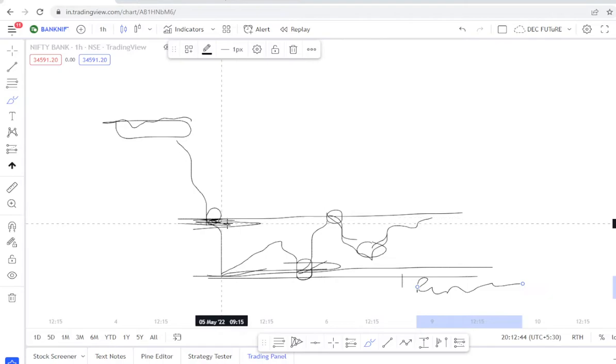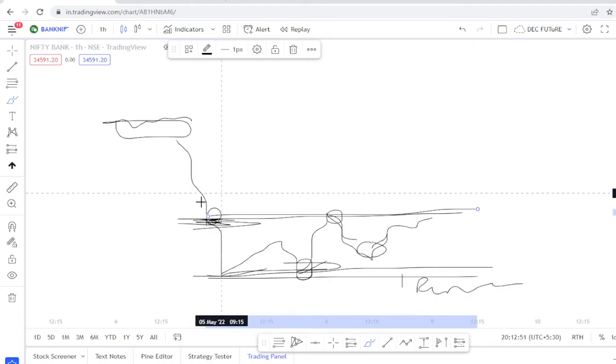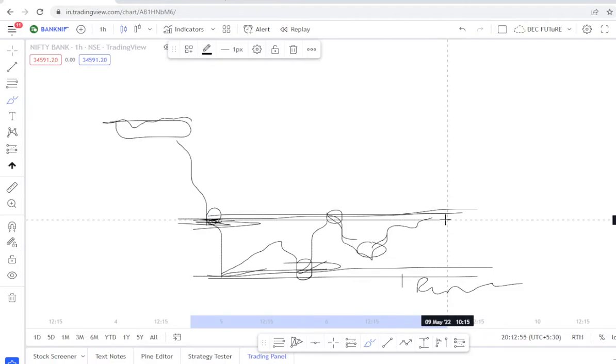All right, and then we have a resistance at this level. Now I'm also going to go into the live charts and show you certain things, but before that, how do you take a trade based on this range? I will show you on the TradingView chart itself. All right, let's go straight away. I'm going to delete this and we'll add the charts.